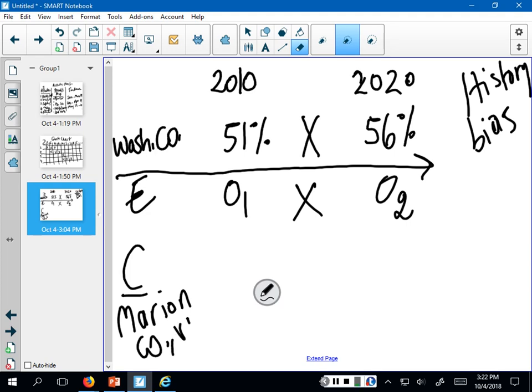So actually, I would go with Marion County, Virginia, personally, if you're asking me, instead of going with a comparison county in the Northeast or another region of the country. Why?